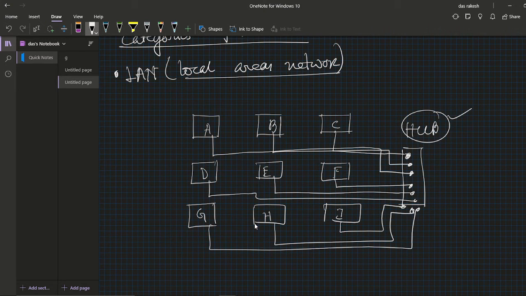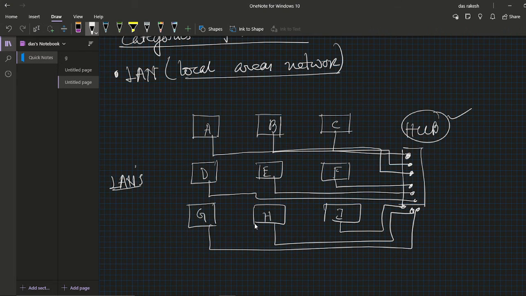So LANs, local area networks, are designed to allow resources to be shared between personal computers or workstations. The resources to be shared can include hardware, software, an application program, or data.